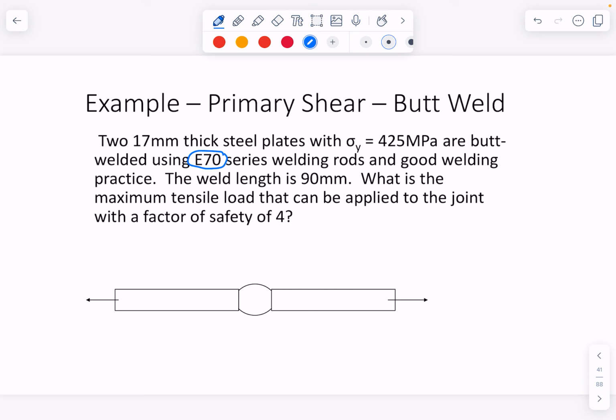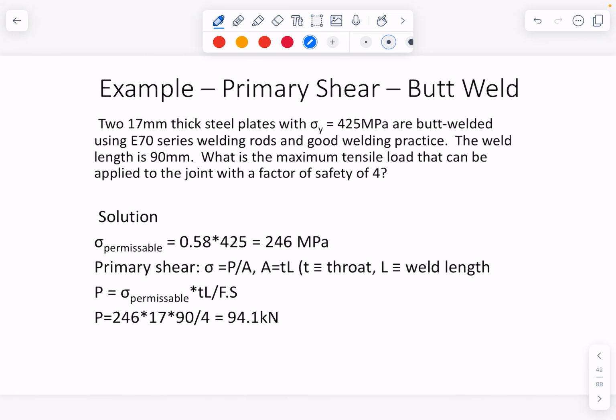I will put up in Canvas a CIG reference document. Just for curiosity, you can see all the different sorts of welding consumables that there are. But again, E70, you can just look that up in Shigley. It'll tell you what its equivalent yield strength is. The weld length is 90. What is the maximum tensile load with a factor of safety of 4?